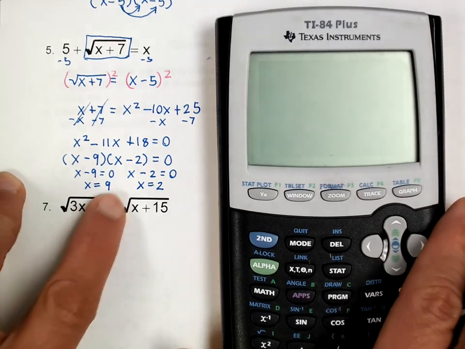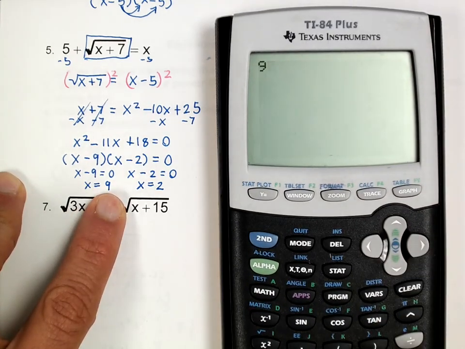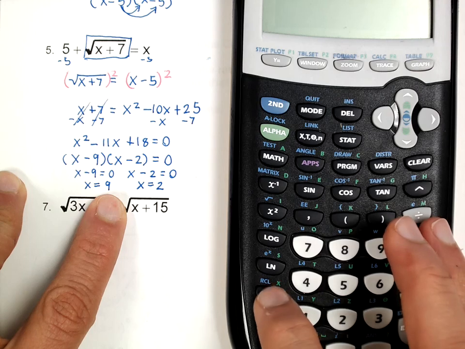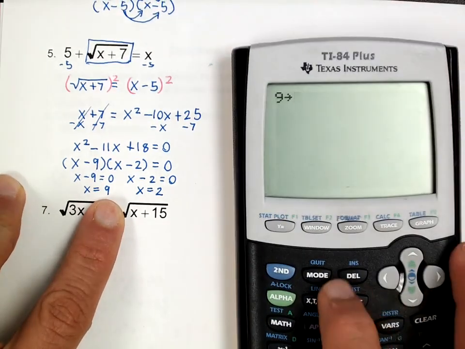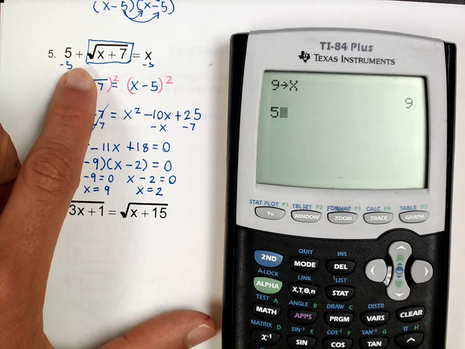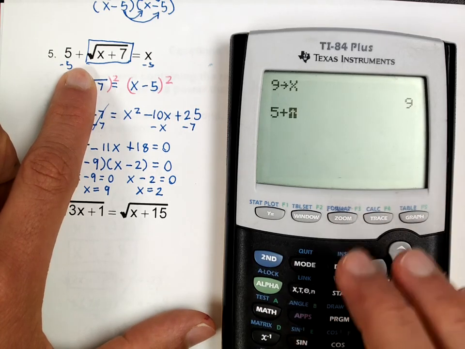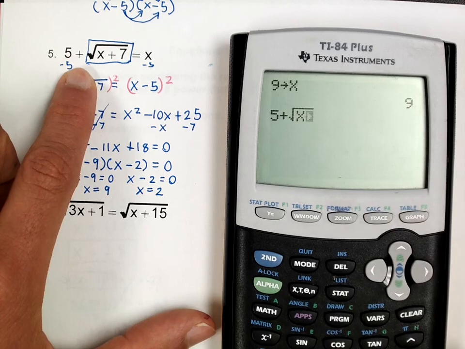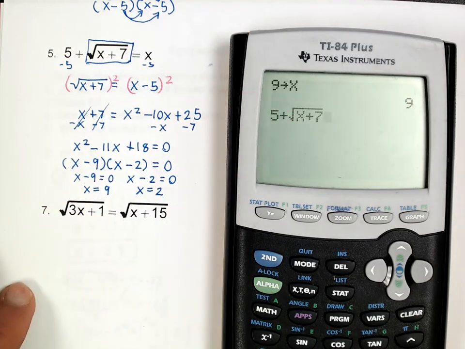So again, I'm going to try one at a time. I'm going to put 9, press this store key, which is right here, and put an X. Now I'm just going to plug in this equation: 5 plus the square root of x plus 7. That has to give me basically what x is, which in this case is 9. So that gave me 9, so that one works.